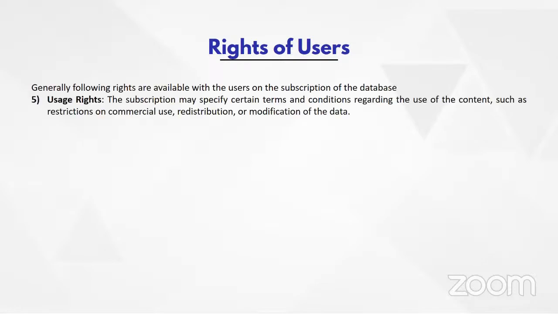Usage right: generally this right is not available. But what happens in this is whether you can modify the content or distribute the content. Technically speaking, whatever database you talk about, the copyrighted information that we are getting, we are not allowed to redistribute. We are not even allowed to photocopy a book and distribute it among our friends. Or if there is any article, we have permission to download the article on our system, but not to redistribute that article.